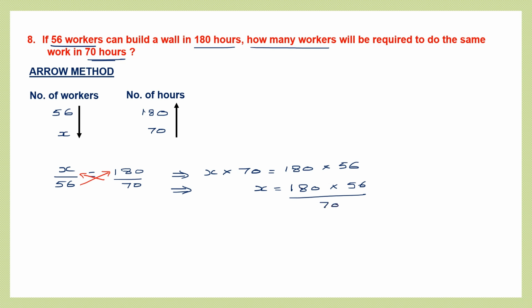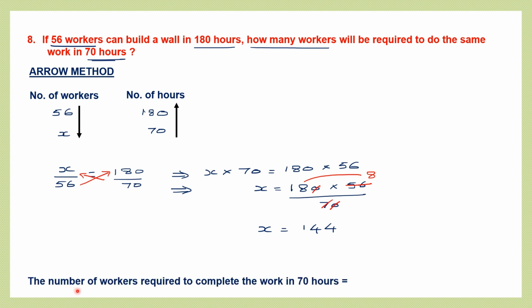Now cancel the zeros. So here we can cancel 1 zero there and 1 zero here. We can cancel 7 and 56. 7 eights are 56. Now multiply 18 into 8 and that is 144. So x is equal to 144. And what is x? x is the number of workers. So we have found the number of workers.